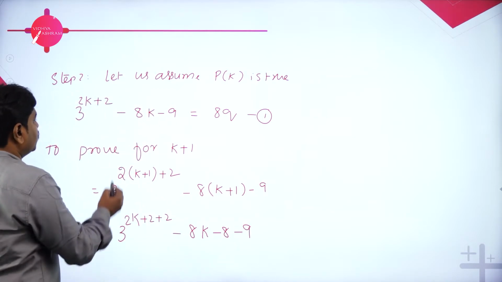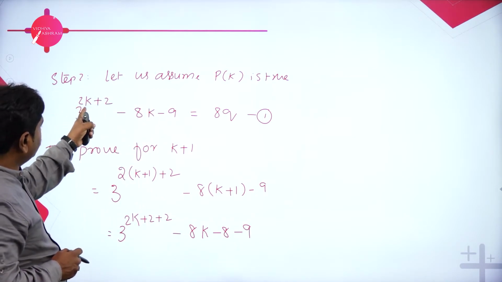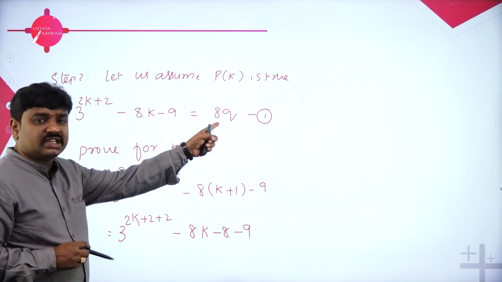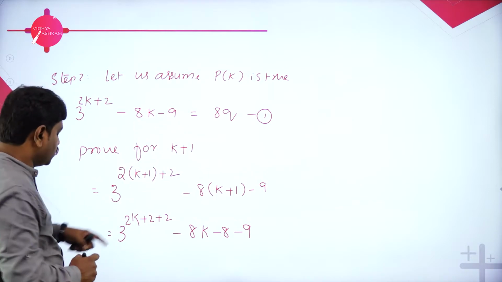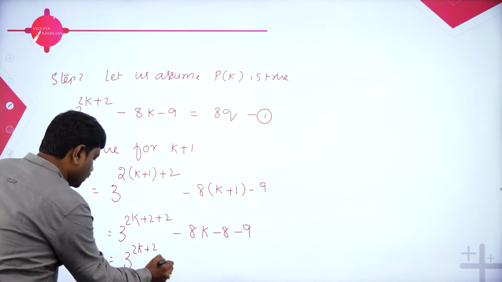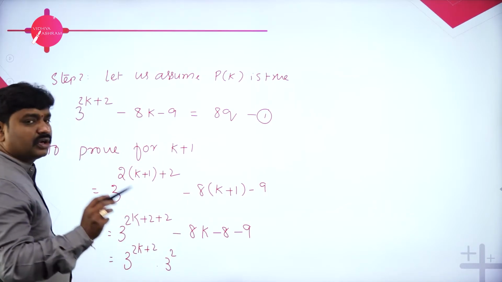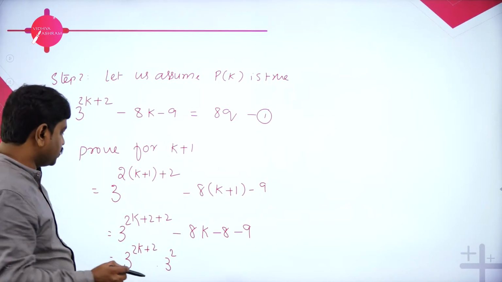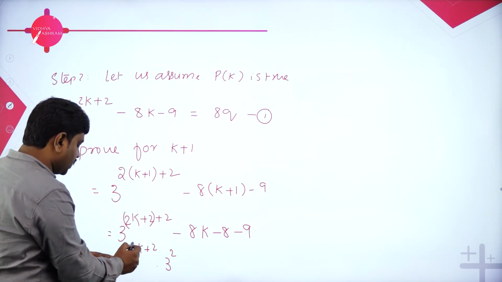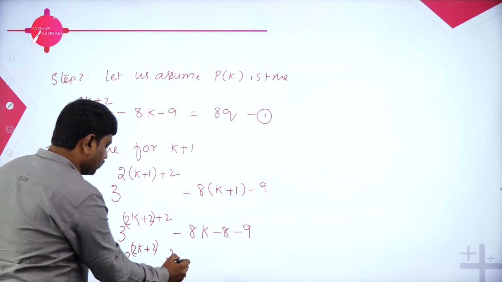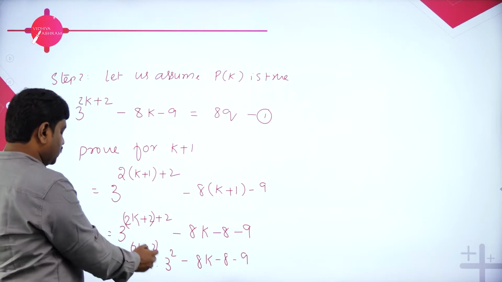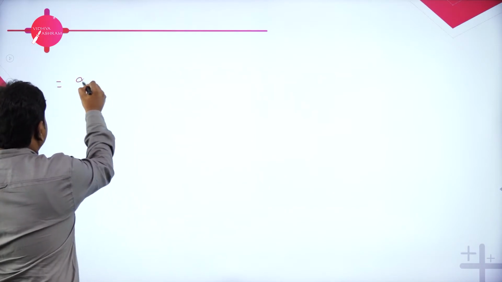Further, observe, here we have the statement 3 power 2k plus 2 minus 8k minus 9. If I get the same expression, I can say it is divisible by 8 or 8q. So therefore, I will split this. Can I write it as 3 power 2k plus 2 into 3 square, by the law of indices: a power m into a power n is a power m plus n. So 3 square can be written as 9 times.